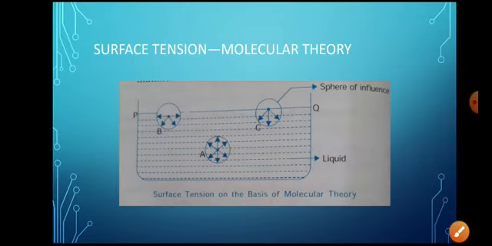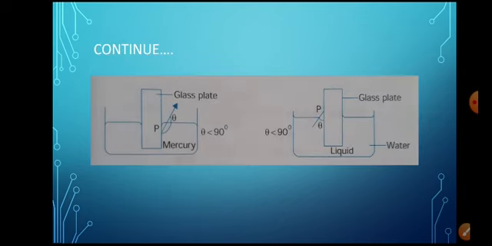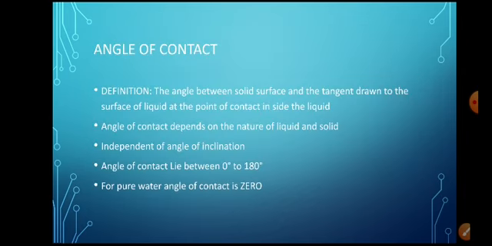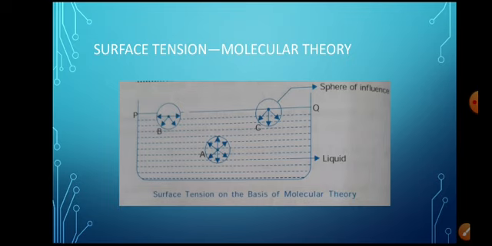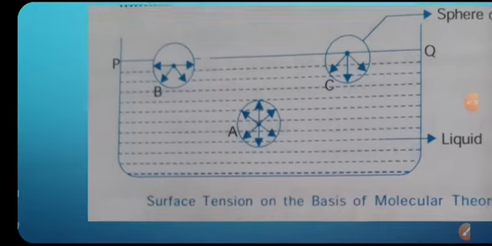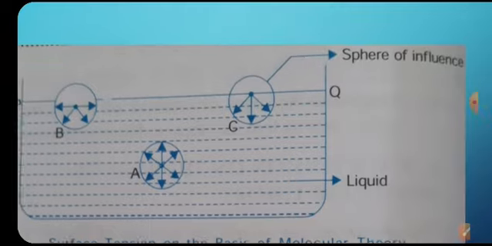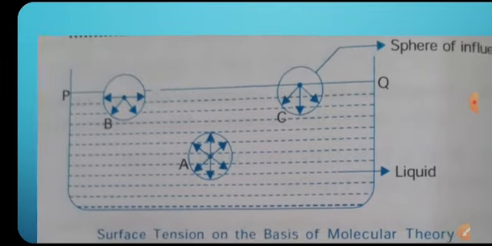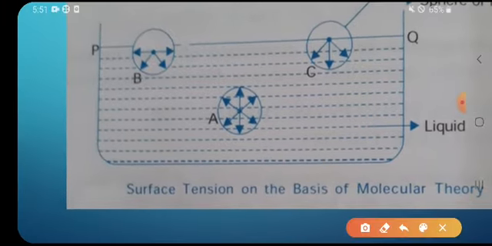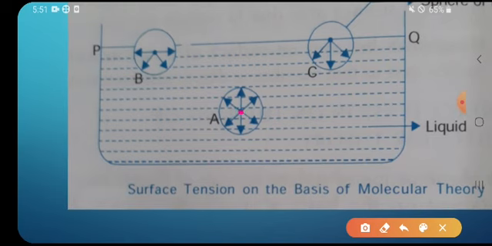Surface tension can be explained based on molecular theory. Observe the liquid. This is a sphere of influence. Observe the sphere A. Here this red point is a particle, a molecule.